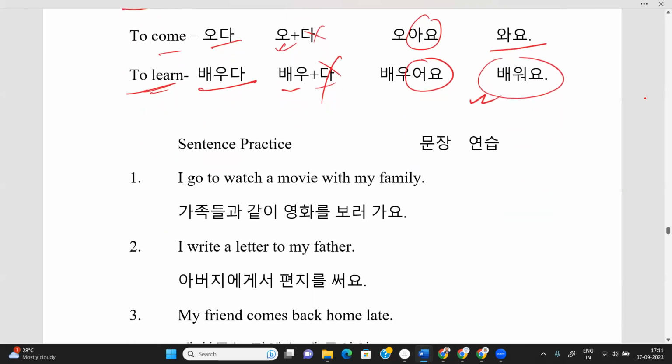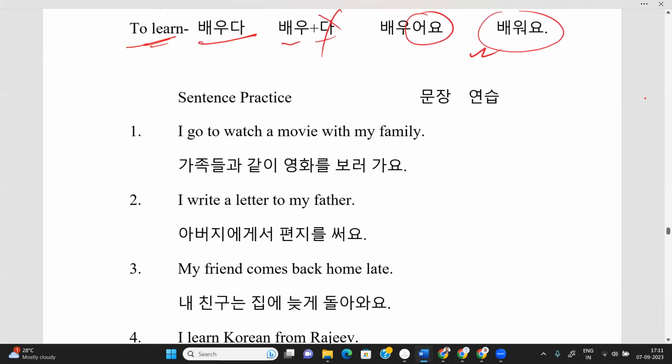Now let's practice with sentences, and then you will understand. I will read, yes, start. Sentence practice. I want to go. I go to watch a movie with my family. 가족들과 같이 영화를 보러 가요.